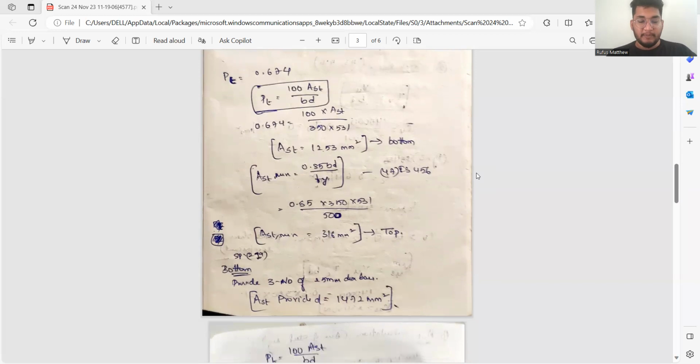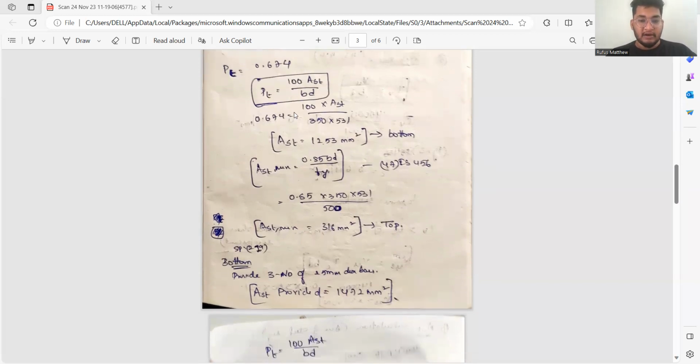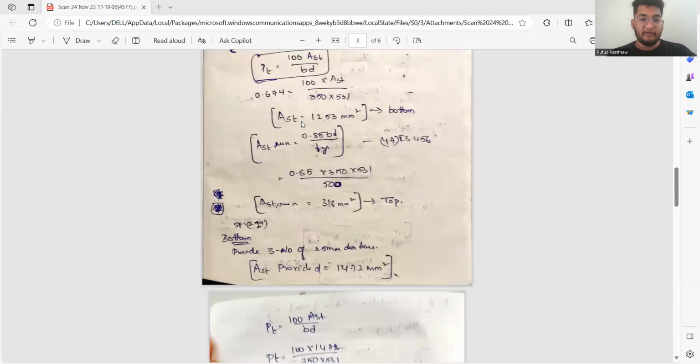So we know the PT value here. It is 0.674. Then you have 100 into AST by BD; by this formula we'll write here, we'll substitute the PT value which we have got. So 100 into AST by 350 into 531. So we'll get the AST value of 1253 mm square. That is the bottom. And then AST required we'll find out.